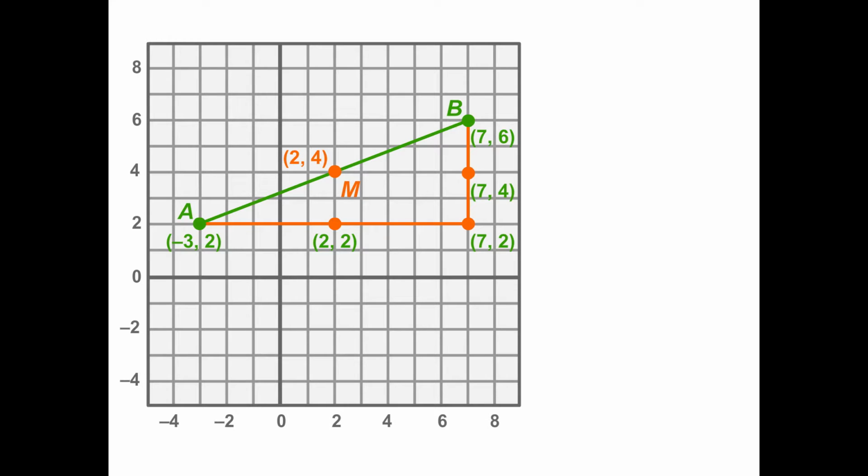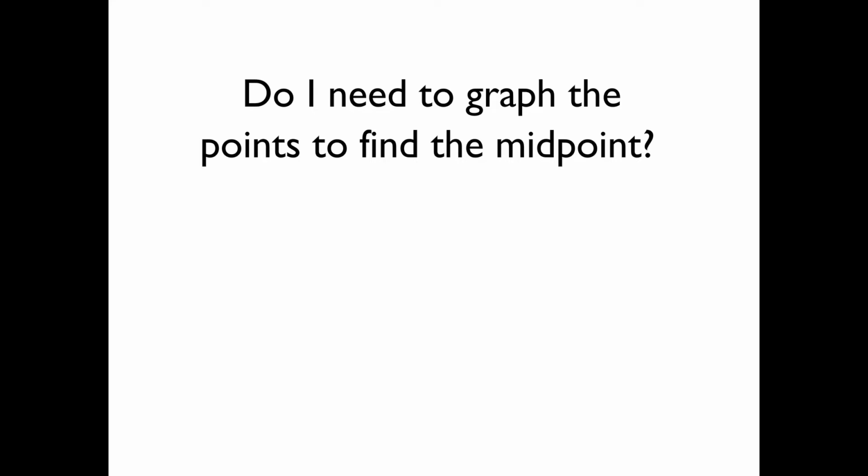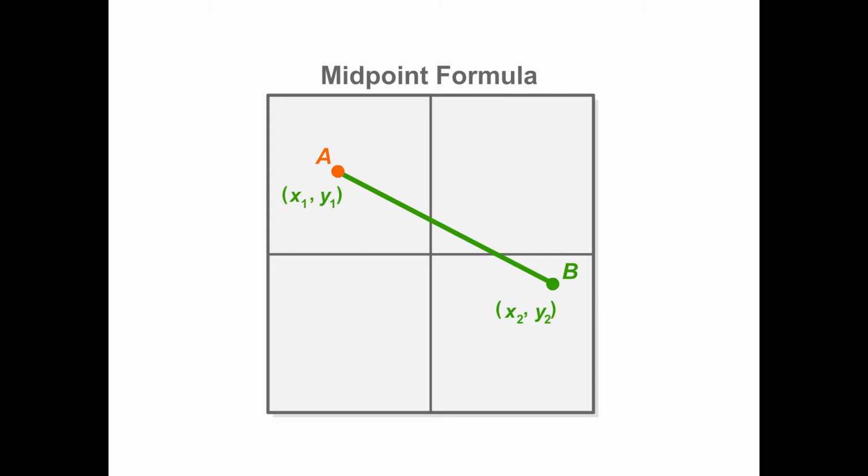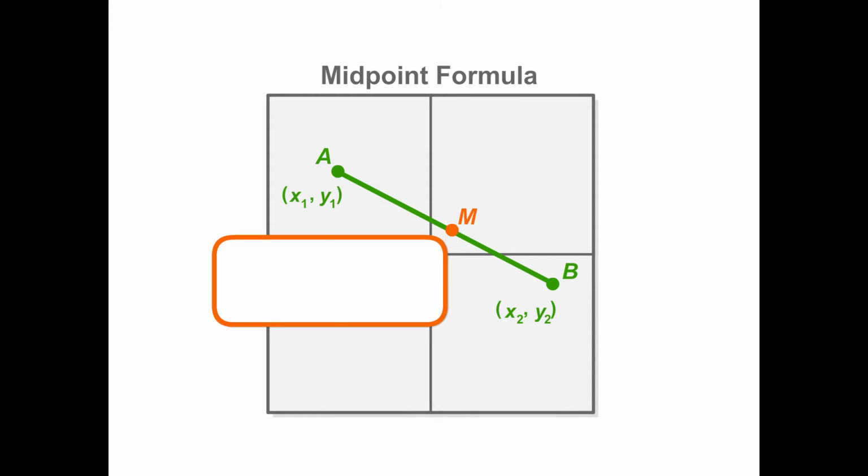To sum up, the value of the x-coordinate of the midpoint is the average of the x-coordinates of A and B. The value of the y-coordinate of the midpoint is the average of the y-coordinates of A and B. Do I need to graph the points to find the midpoint? No, you don't have to graph the coordinates if you use the midpoint formula. If A is the point (x1, y1) and B is the point (x2, y2), then the midpoint can be found by averaging: (x1 plus x2) divided by 2 and (y1 plus y2) divided by 2.